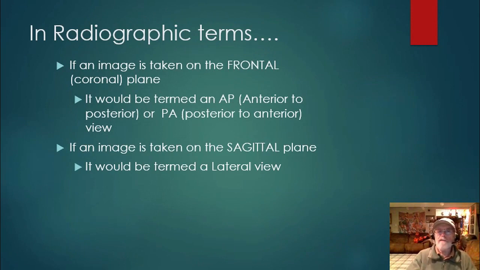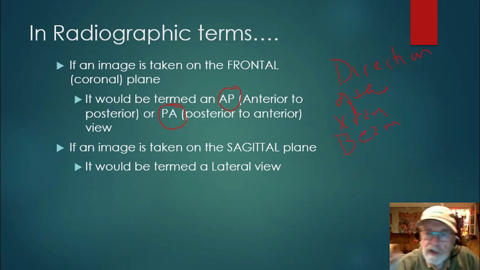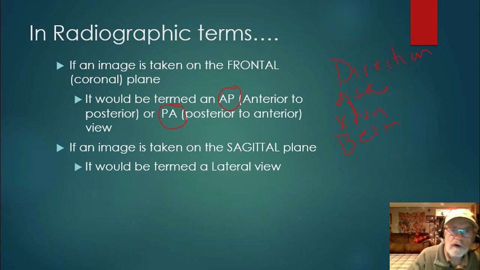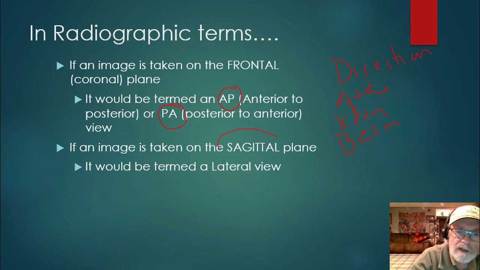So if an image is taken on the frontal or coronal plane, it's called an AP or a PA. Now, what do I mean by AP or PA? What that means radiographically is the direction of the X-ray beam, how that X-ray is coming and hitting, which is basically the way you're seeing it as well. So if I'm looking at a frontal plane image, because the frontal plane would be cutting me this way, I'm looking from either anterior to posterior. Anterior means in front, posterior means behind, or posterior from behind to anterior, because I'm viewing somebody on this frontal plane. If the image is taken on the sagittal plane, it's called a lateral view because it's coming in from the side. And so we describe the X-ray by AP, PA, or lateral by the direction of the beam.